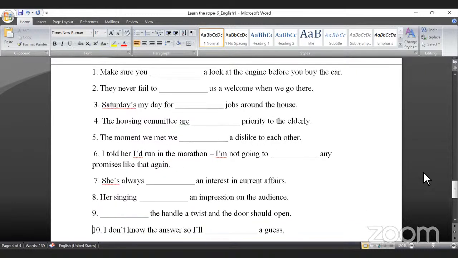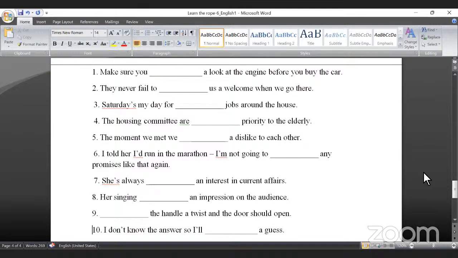Seventh one: she has always dash an interest in current affairs. She has always had an interest in current affairs. Somebody said it, had, not has, had. So have is the delexical verb you're using here, in the past form, had.